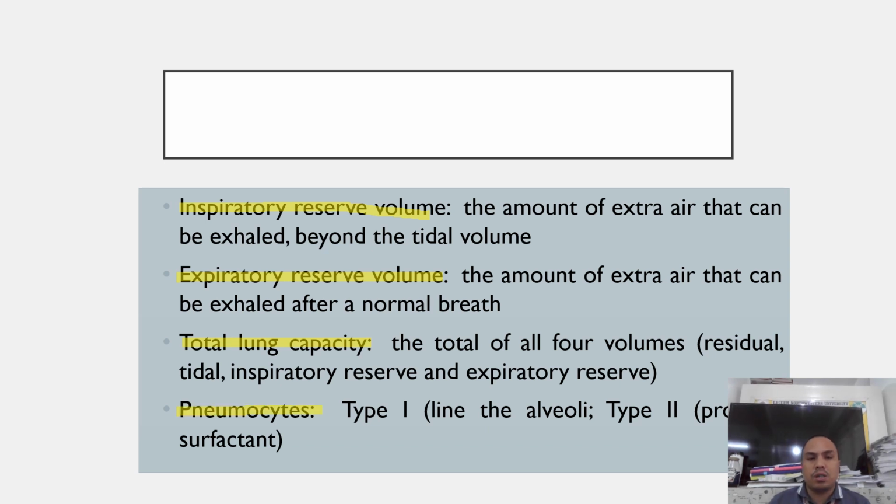The inspiratory reserve volume is the amount of extra air that can be inhaled beyond the tidal volume, while the expiratory reserve volume is the amount of extra air that can be exhaled after a normal breath. The total lung capacity is the total of four volumes: the residual, tidal, inspiratory reserve, and expiratory reserve. While in the pneumocytes, type 1 lines the alveoli, and type 2 is for the surfactant.